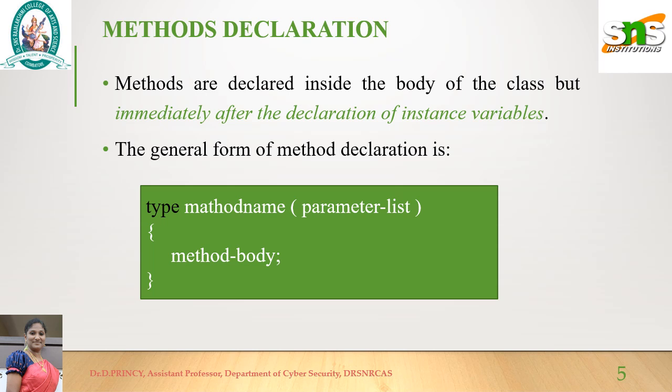Next, method declaration. Methods are a set of statements to perform some specific task. Methods are declared inside the body of the class, after the declaration of instance variables. The general form of declaring a method is data type, that is the return type of the method, and method name, followed by a parameter list enclosed within parentheses. Within the curly braces, we define the body of the method, which is nothing but the set of statements which is executed when we call the method.